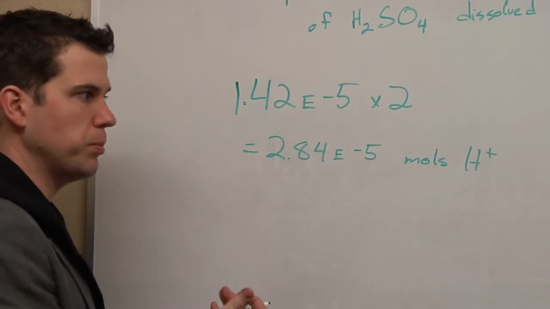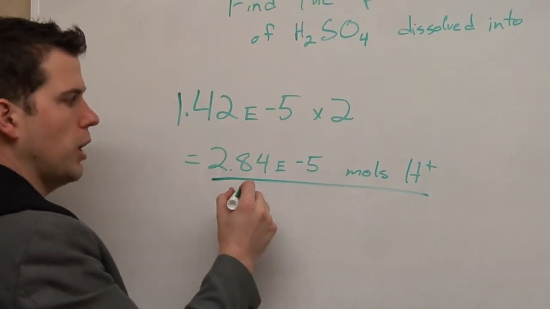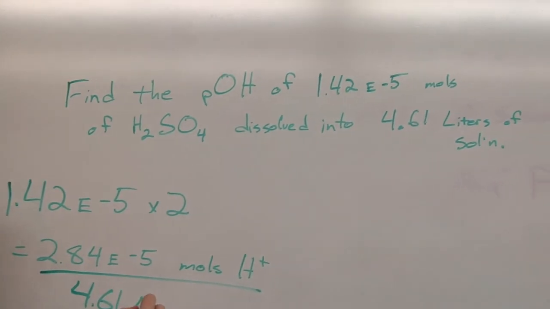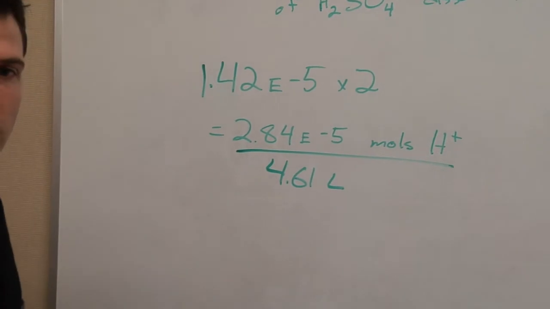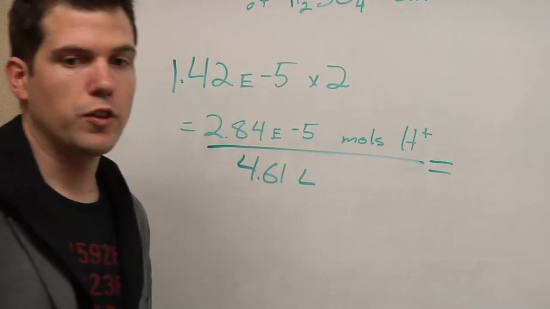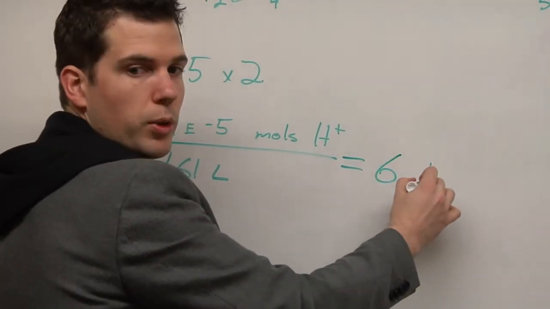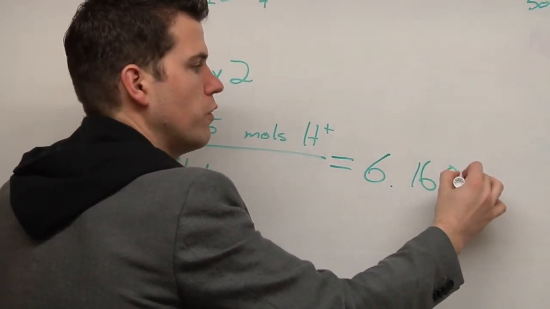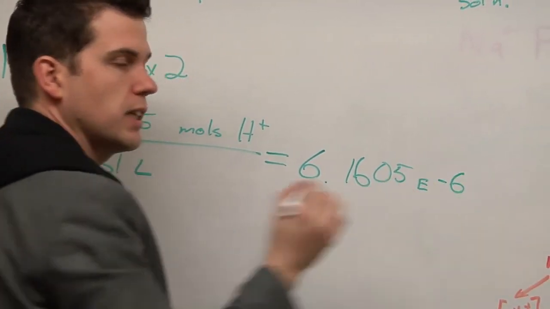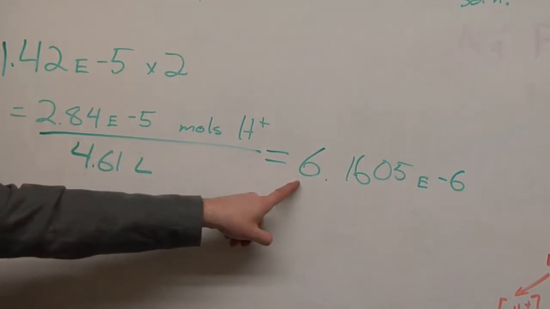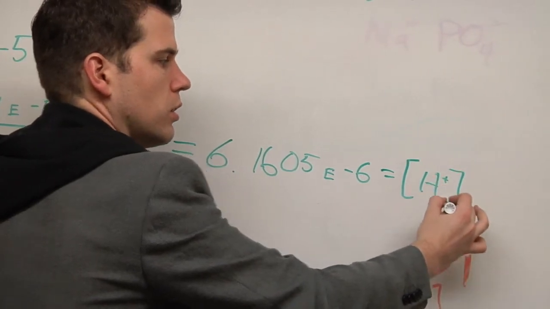So we have this number for the number of moles, and then in order to go diagonally down and to the left, we simply divide by liters. So if you take that, and then you notice in the original problem we have 4.61 liters, so do the division there, and if your calculator agrees with mine, then you should get 6.1605 times 10 to the negative sixth. From here, this equals the concentration of hydrogen.